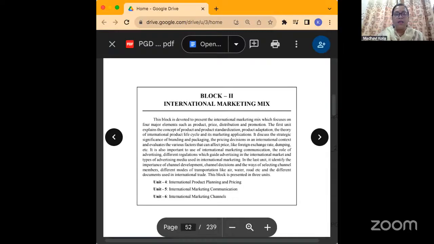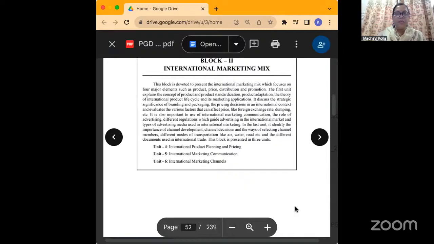We have been discussing international marketing over the last few classes. I'm Kolla Krishna Madhavi, and today I will be walking you through Block 2 International Marketing Mix. In this, we primarily have three units that we will be discussing. The first one is Unit 4 International Product Planning and Pricing, which will be a part of today's session. Then we'll also be talking about international marketing communication and international marketing channels.